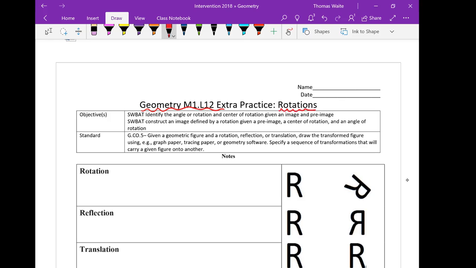So our objectives are to identify an angle of rotation and the center of rotation given an image and pre-image. So we should be able to look at something that's been transformed, figure out how far it rotated and around what point. And then we also want to be able to construct an image defined by a rotation given a pre-image, a center of rotation, and an angle of rotation. So we'll see those two right now.